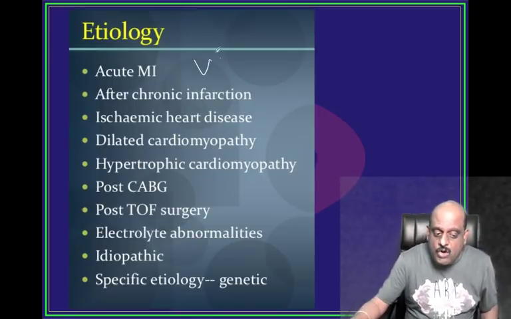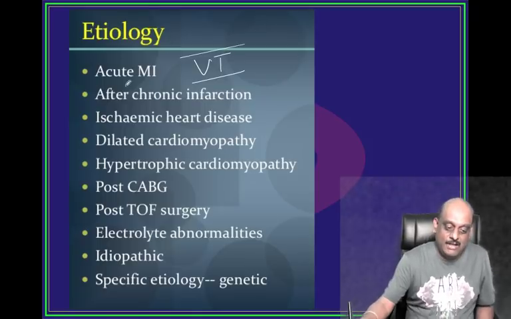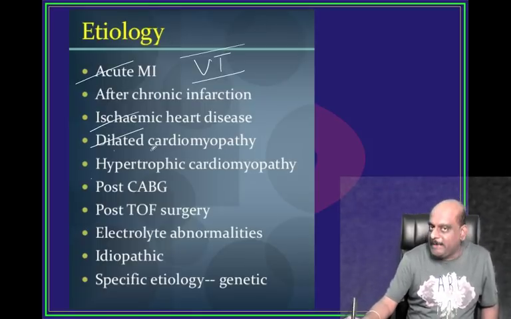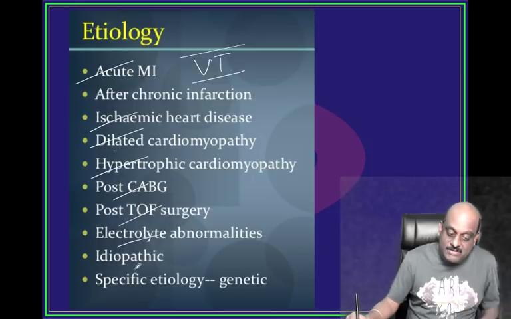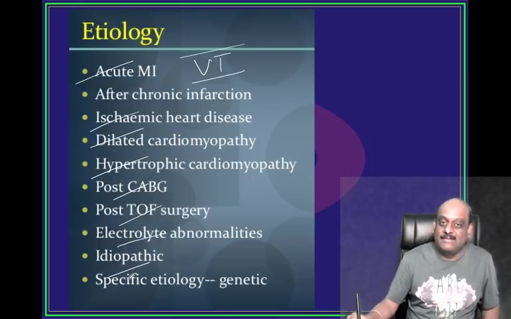Who gets VT? Acute MI, ischemic heart disease, dilated cardiomyopathy, hypertrophic cardiomyopathy, after CABG, after surgery, electrolyte imbalances, and idiopathic, if it is written in your fate.